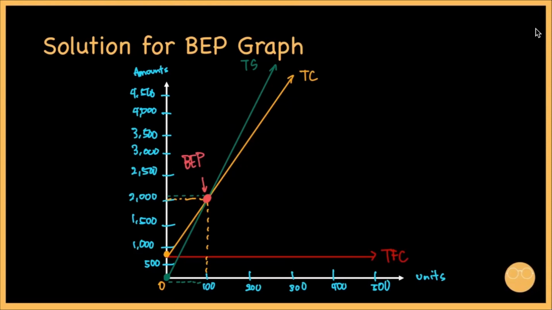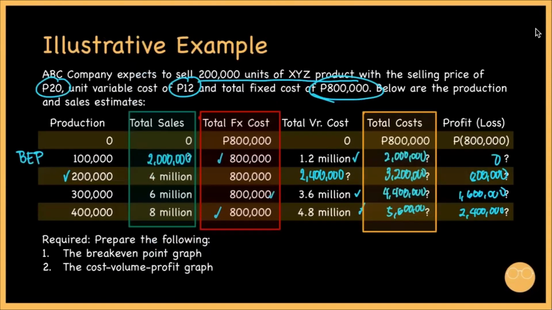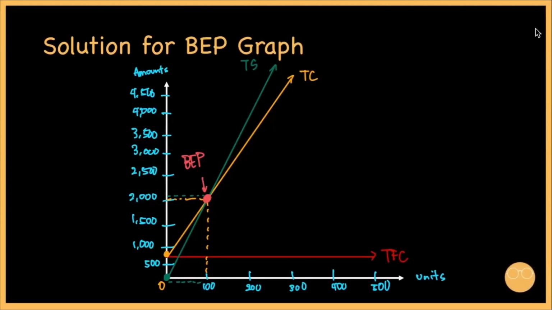All right. So there's only one more thing that we should be able to graph, and that will be the total variable cost. So if there will be a 0 level of production, understandably, there will be 0 total variable cost. But if there will be 100,000 production level, there will be 1.2 million total variable cost. So again, it's 0 here. Then if there will be 100,000, 1.2 million, it's a little bit lower. So let's connect this point from this point. So our total variable cost line will be like this one.